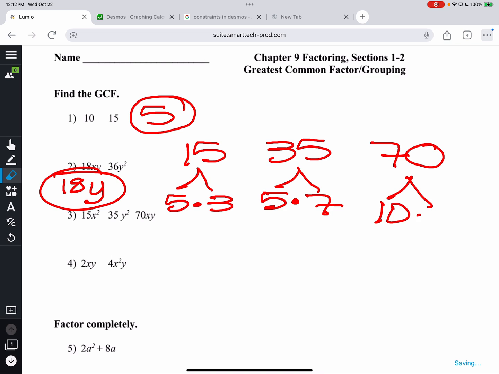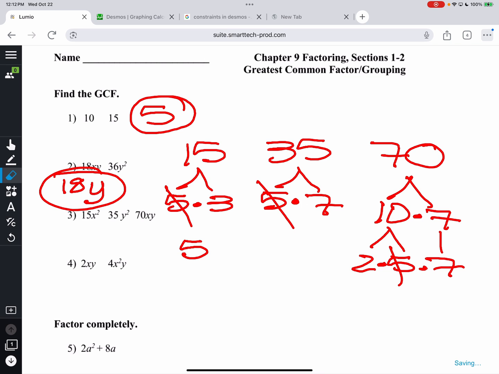And 70: 10 and 7, and then for 10, 2 and 5. All right, and then I'm bringing down that 7. So we have all my factors lined up so we don't leave anybody out. So do they share a 5? Yes. All 3 share a 5. Do they share a 3? No. And over here we have 7s being shared, but all 3 do not share a 7. So we can't count our 7s. So our only number part, the coefficient part, is a 5.